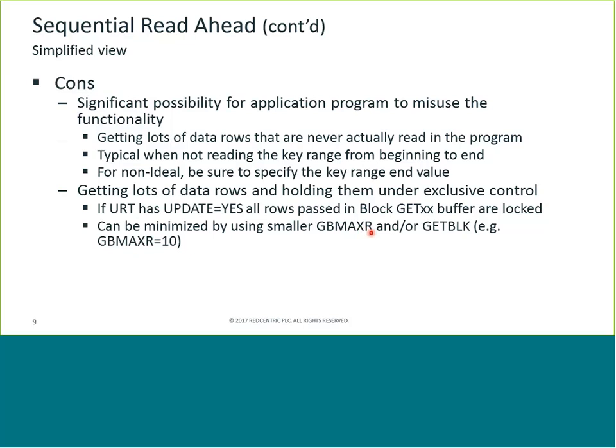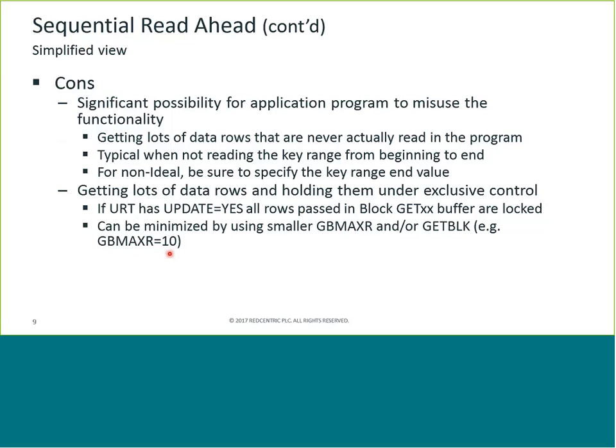You might still have to say GETBLK of 60K, so here's my communication buffer to send across between the environments. Depending on what the row size is, that may or may not be appropriate. But actually, I only want you to get 10 rows at a time. So only 10 rows are locked at a time, which reduces the contention with your other applications.